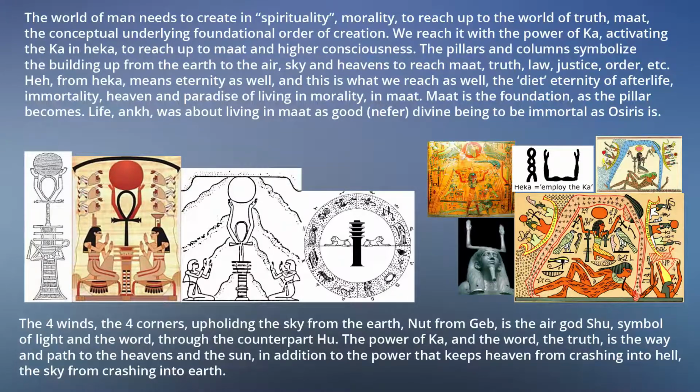And I'll just mention that before part two. The Jed pillar, the Uas staff, and the Ankh are three symbols that are highly associated with each other. Here we only have two. We have the pillar and the Ankh, but then we have the Ka as a third symbol. In the third image here, we only have the Jed.